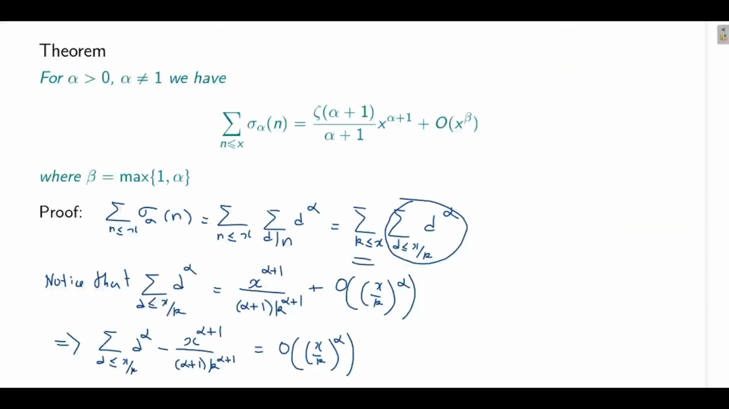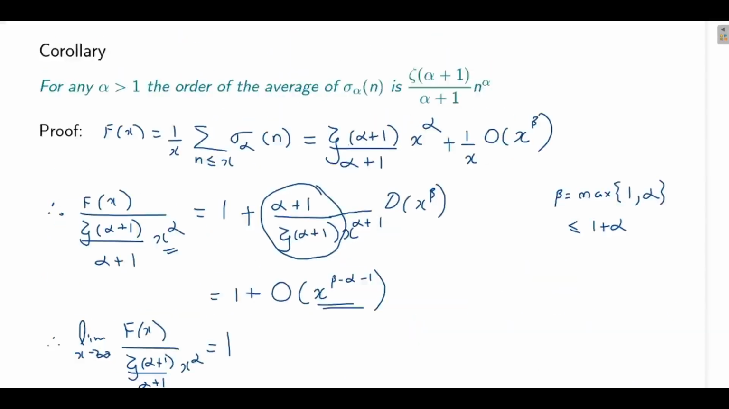Greater than 1 is done. Oh, this is in fact going to work when alpha is greater than 0 and alpha is not equal to 1. Okay, this will work in this case. Let me just make the changes on my notes: alpha is greater than 0 and alpha is not equal to 1. This works in this case.